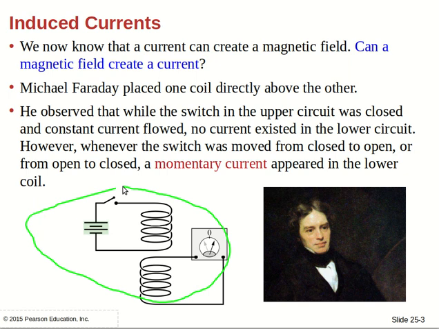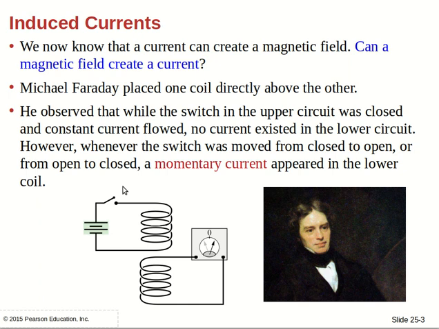It consists of a top circuit, which is connected to a battery by a switch, and that switch can be opened or closed. So that when open, there's no current flowing, and when closed, there's current flowing in that upper circuit. And the lower one simply consists of a coil connected to a current meter. Now what he found was that when the switch was open, for example, and there's no current in the coil, there's none in the lower coil either.